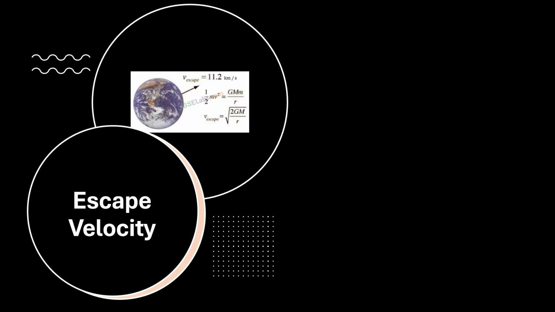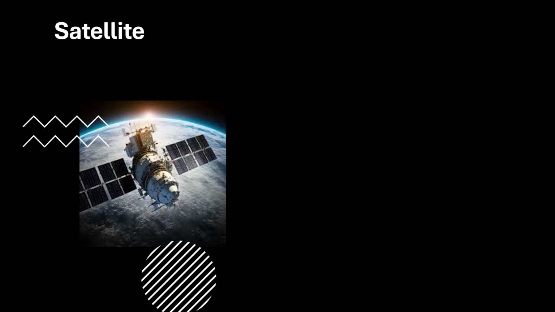Escape velocity. The minimum velocity required to project a body vertically upward from the surface of Earth so that it comes out of the gravitational field of Earth is called escape velocity. Satellite. A satellite is a body which is revolving continuously in an orbit around a comparatively much larger body. The orbit may be either circular or elliptical. A man-made object revolving in an orbit around a planet is called an artificial satellite.